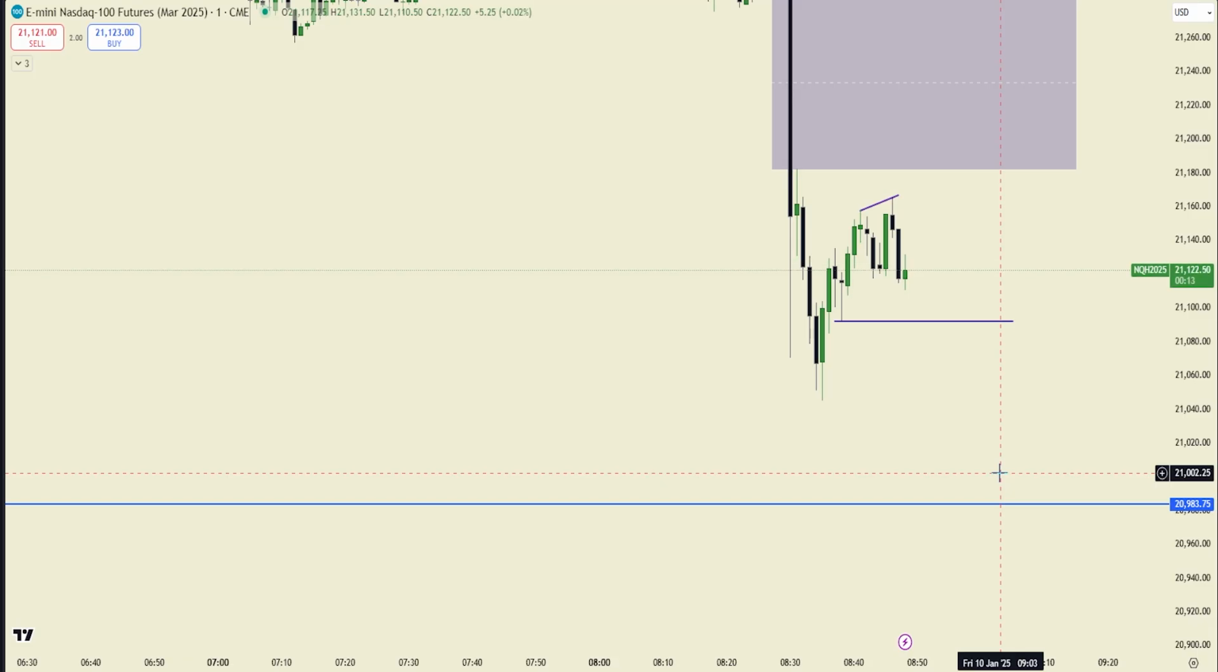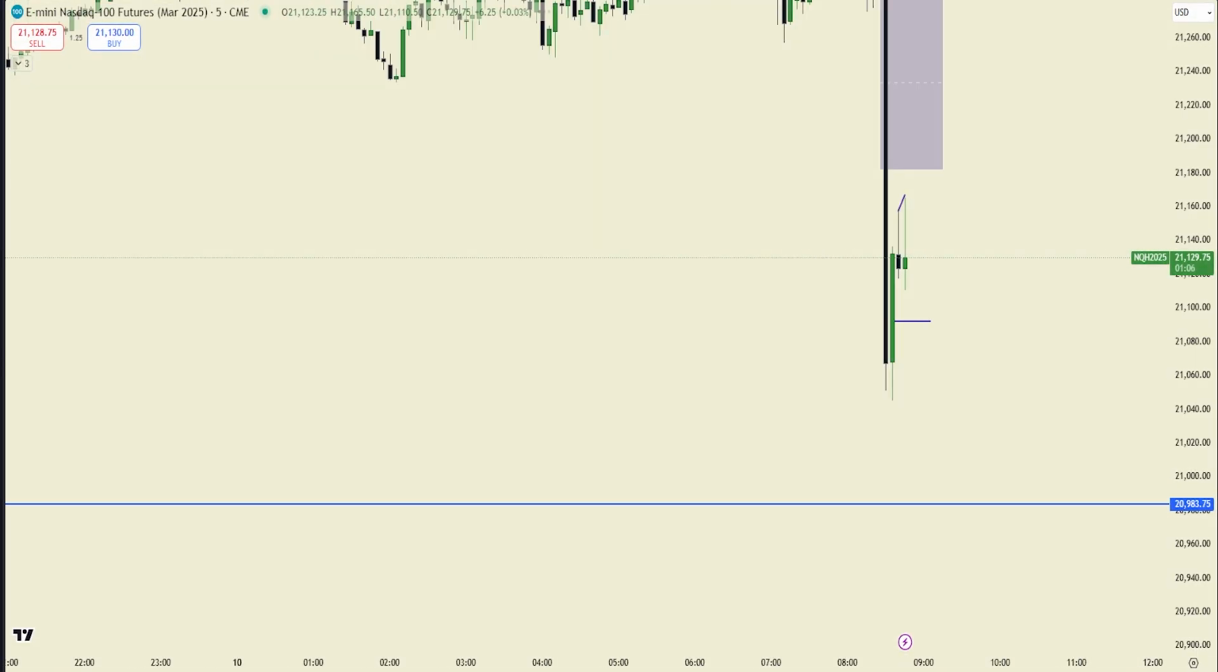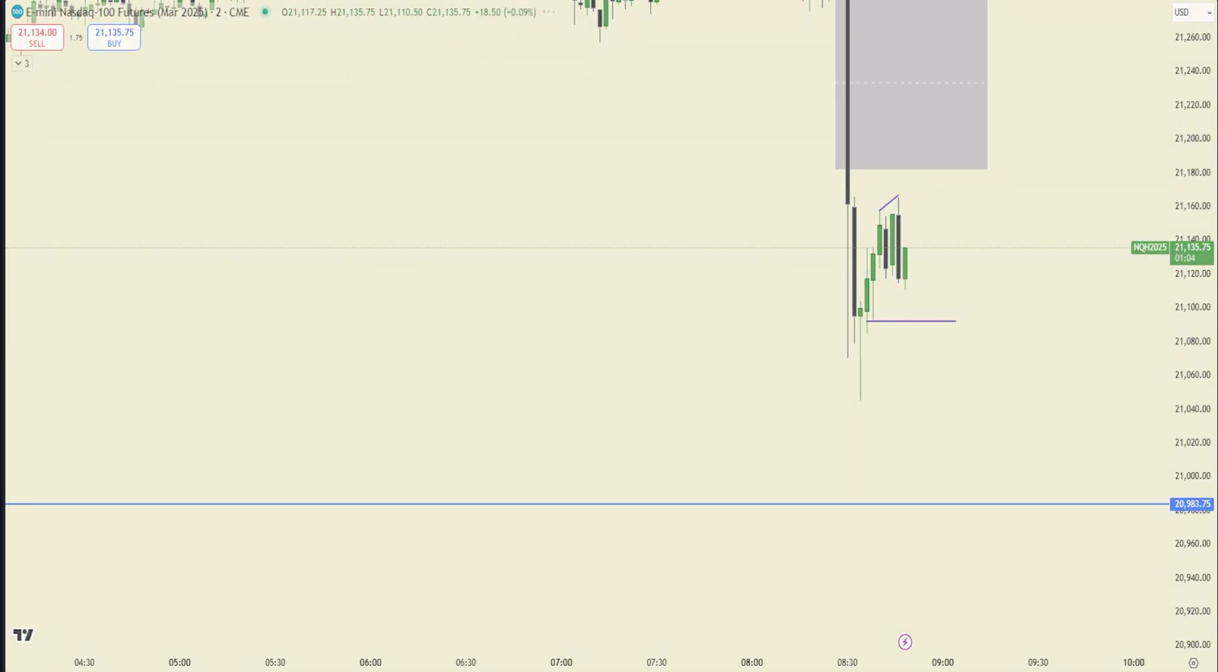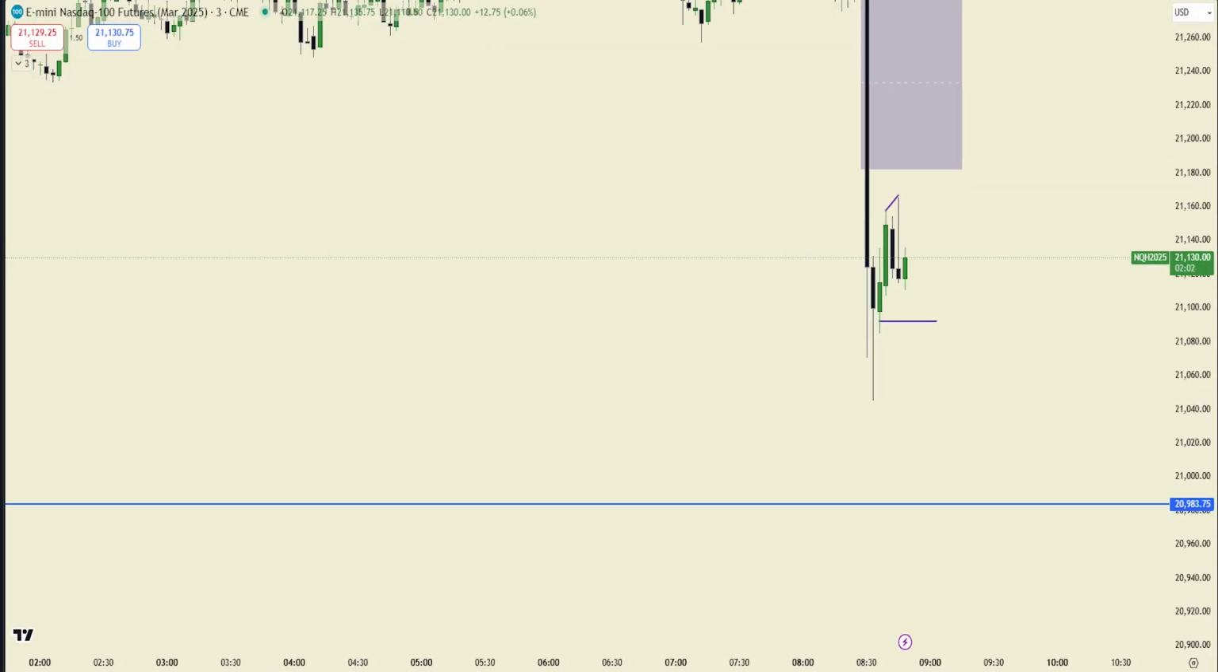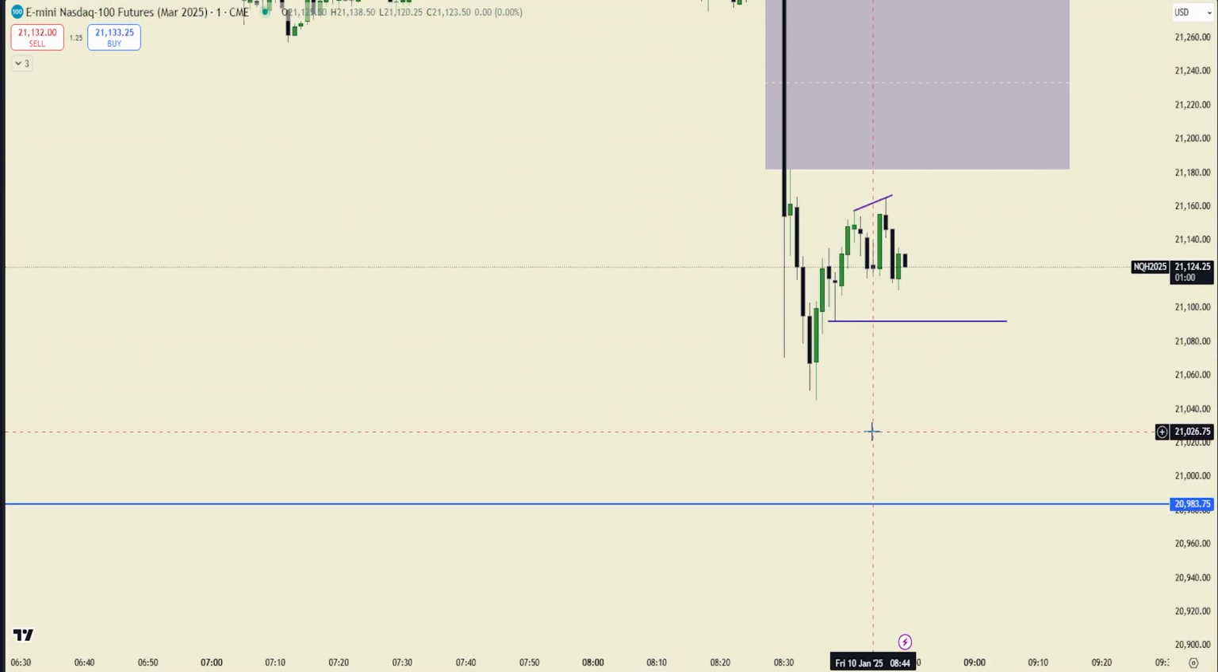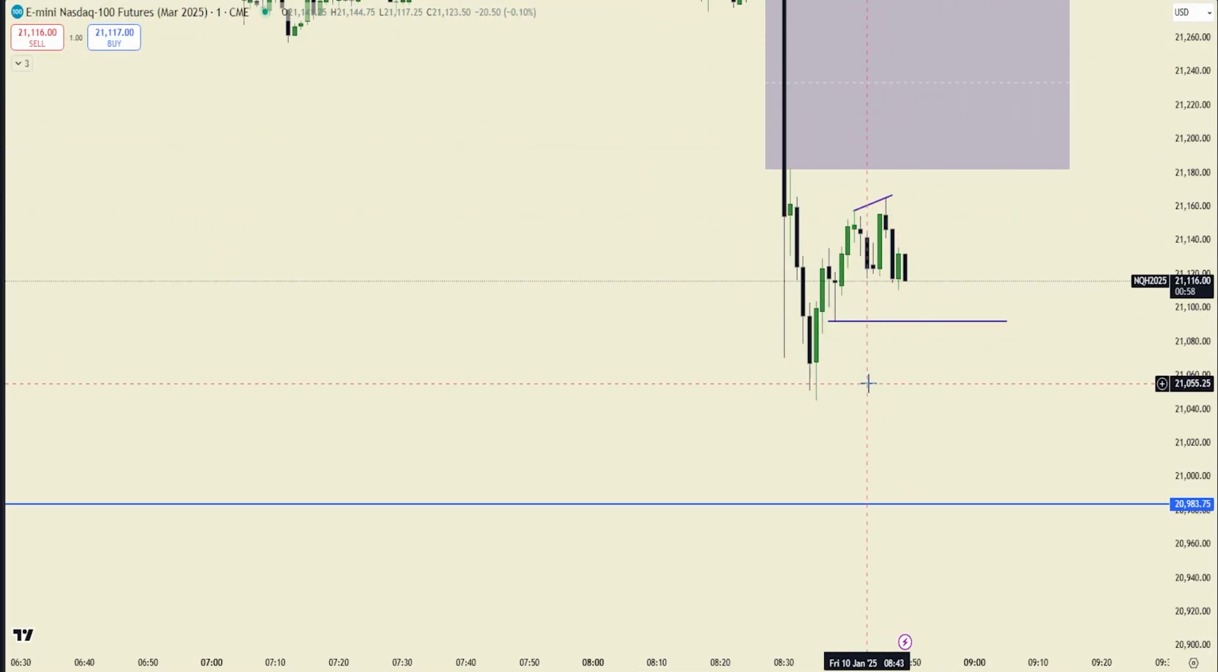Yeah, Space Luke. Yeah, I noticed that. I've been watching the 5 and the 3 too. I just have it on a different chart. I mean, it's all like reacting off that fair value gap that's to the left there.